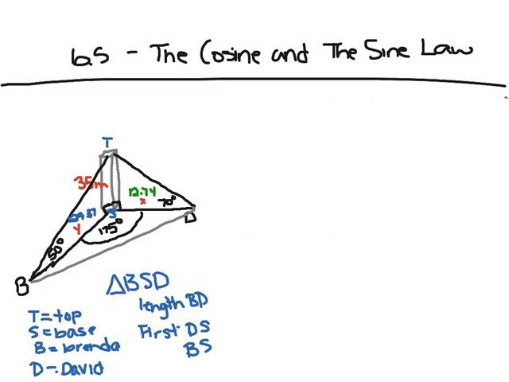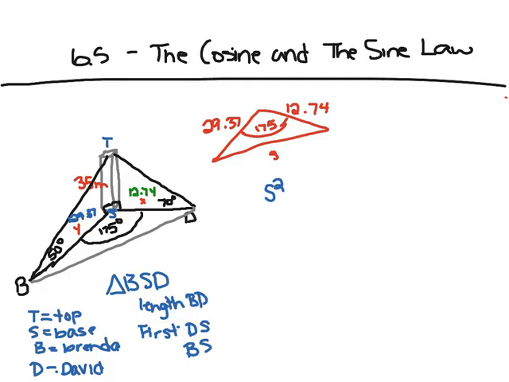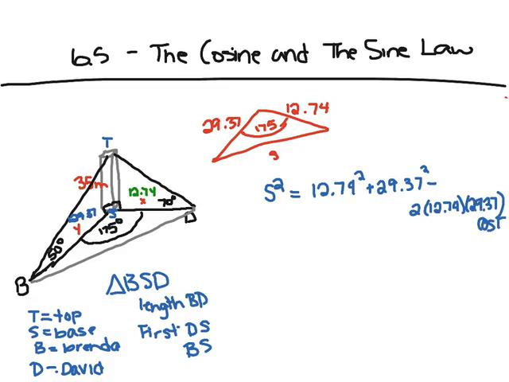So now we have both sides of the triangle BSD. So we know this is 175, this is 12.74, and this is 29.37. We want to find side BD, so this is our little s. So s squared, because the angle is contained, we're going to use the cosine law. S squared is equal to 12.74 squared plus 29.37 squared minus 2 times 12.74 times 29.37 cos of 175.